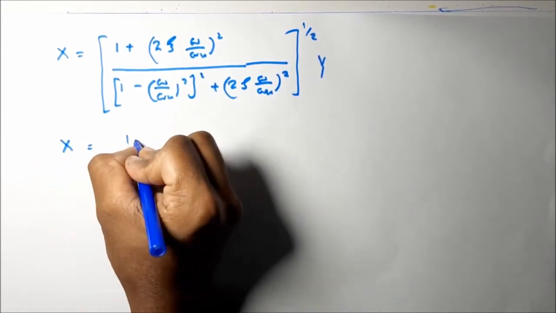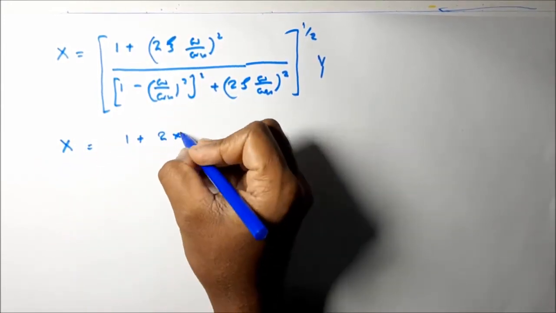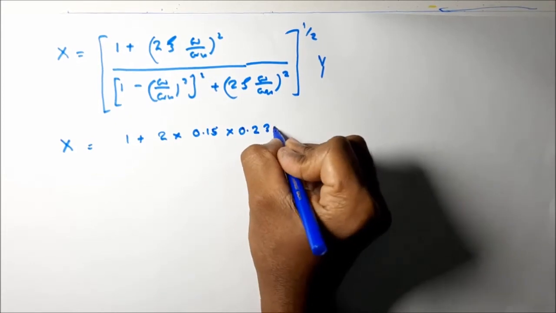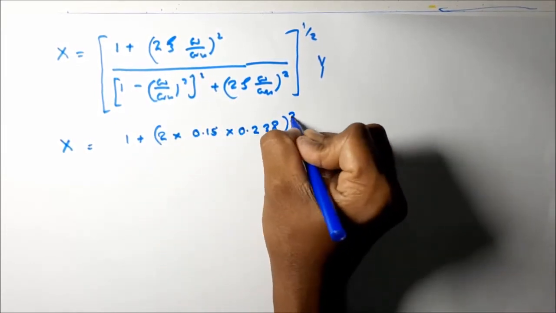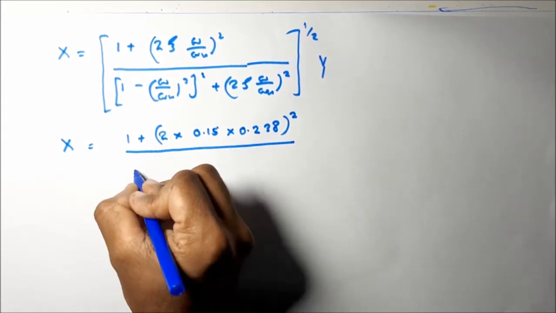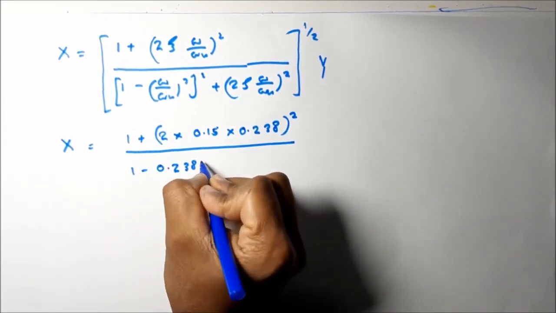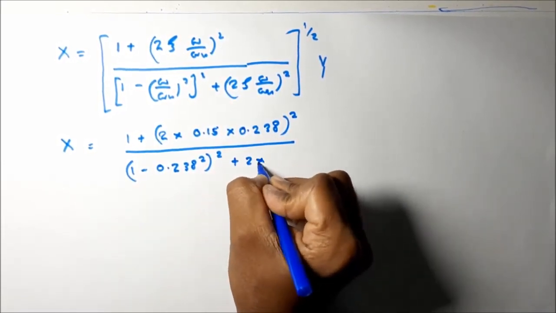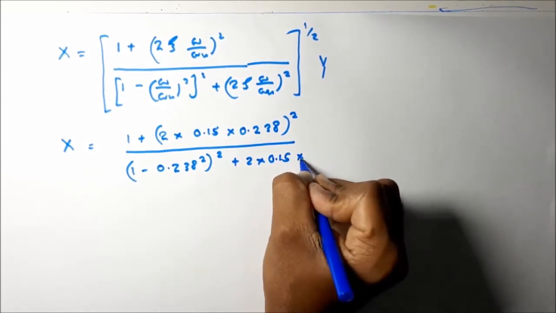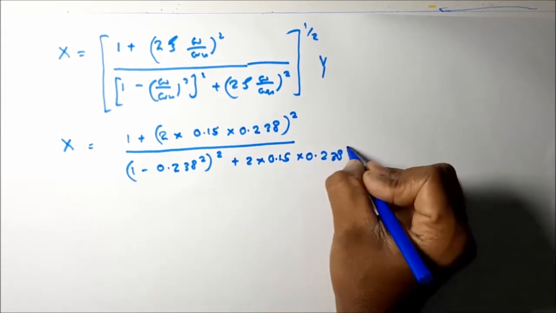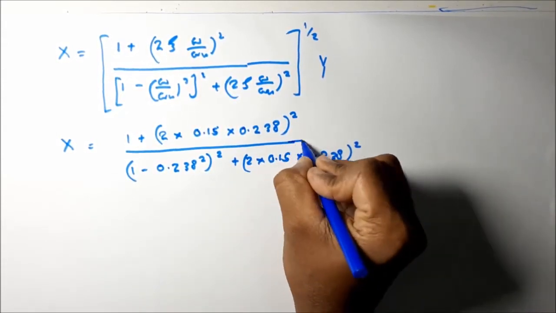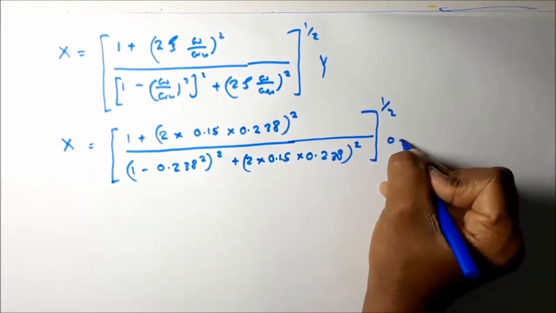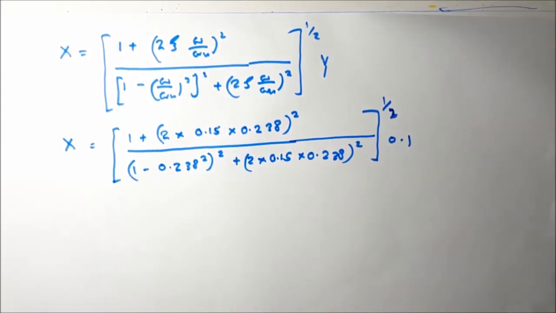So then I substitute these values. X is equal to the square root of (1 plus (2 into 0.15 into 0.238) squared) divided by ((1 minus 0.238 squared) squared plus (2 into 0.15 into 0.238) squared), into 0.1 Y. This is the one we are getting.